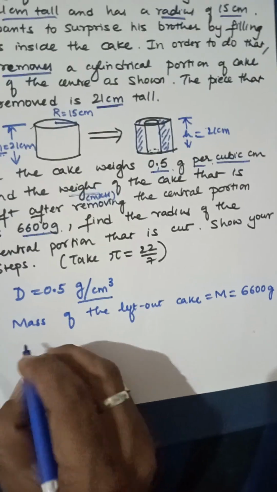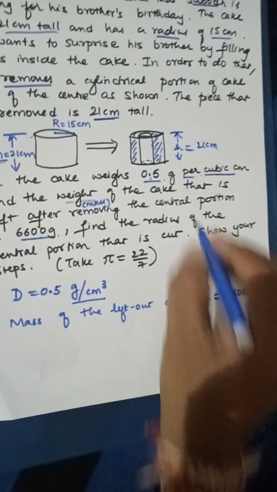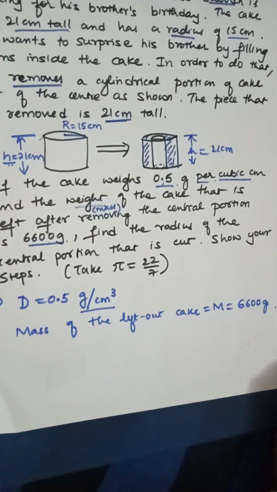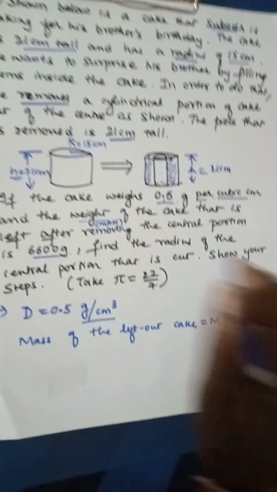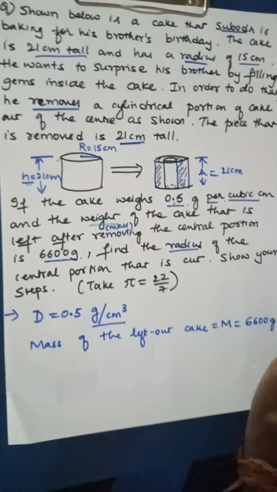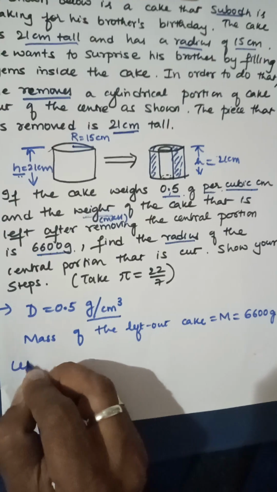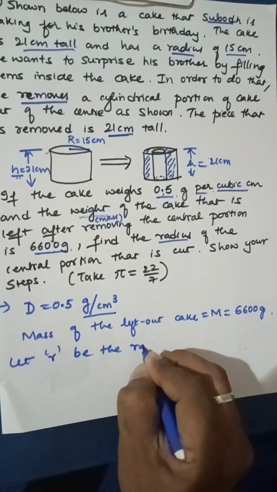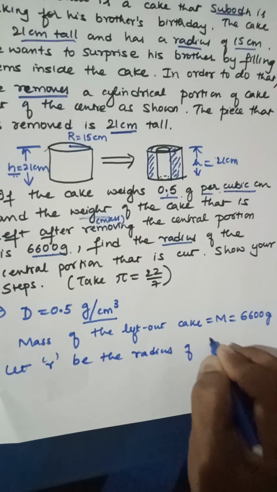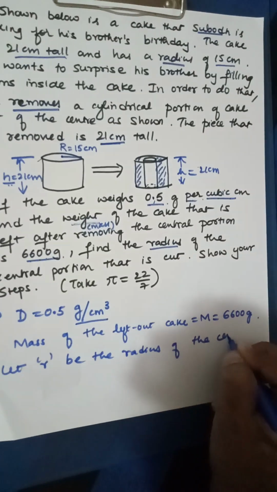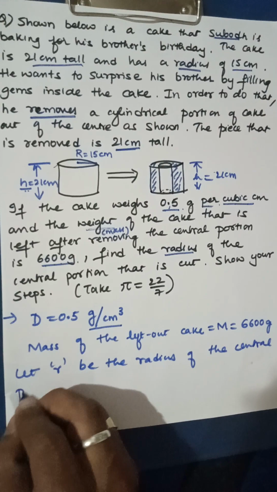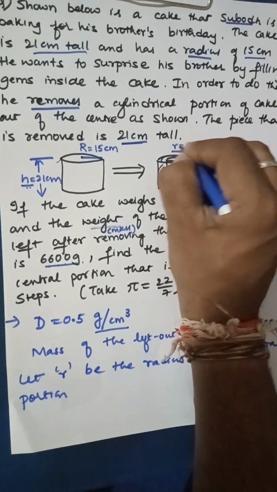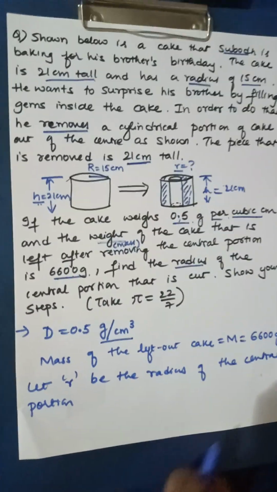Now how do we find the volume of the left out cake? Why do we need to find the volume of the left out cake? Because they are asking us to find the radius of the central portion. So let small r be the radius of the central portion. So I will show it here, small r, and we need to find its value. So r is equal to question mark.